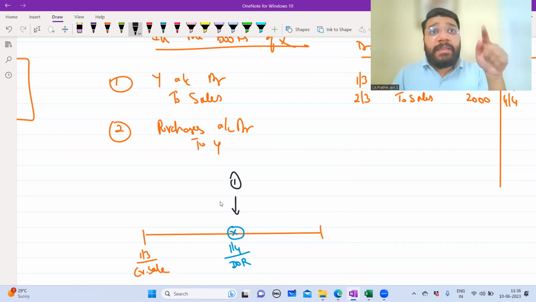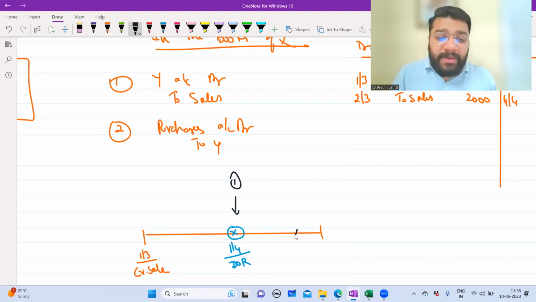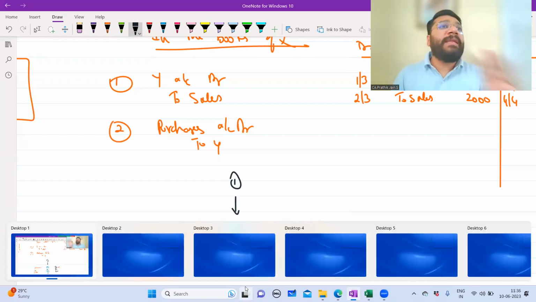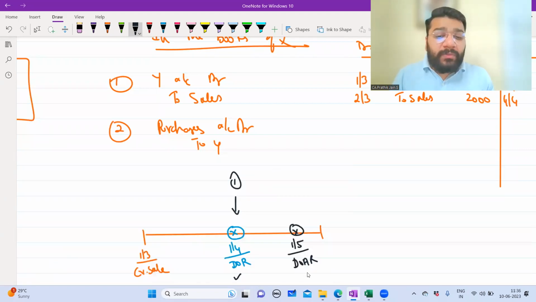What if the money is not received on the due date? What if the money is received later, somewhere here, let's suppose 1/5? 1/5 is the date of actual receipt. You were supposed to receive the money here, but you did not receive it after 1 month. You received money after 2 months. So can I say there is a delay in payment by another 1 month?